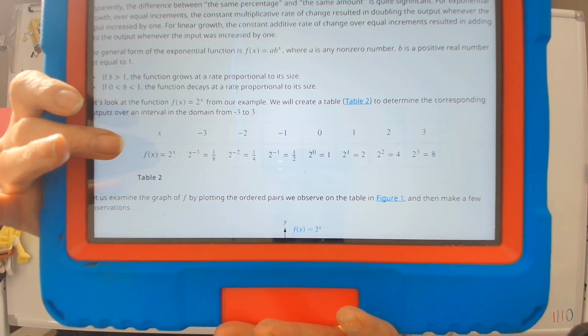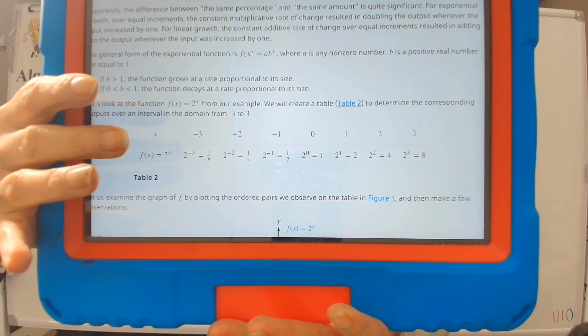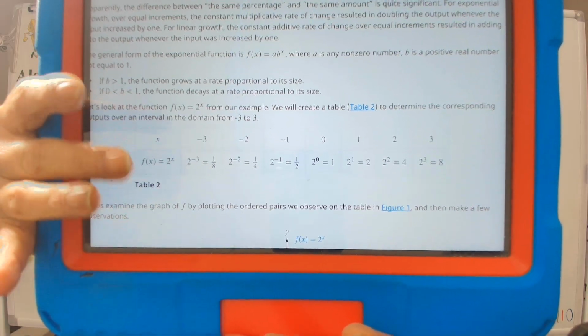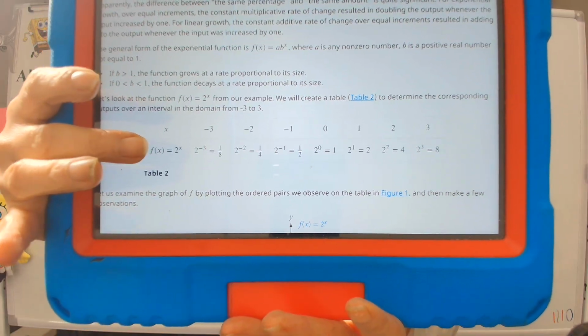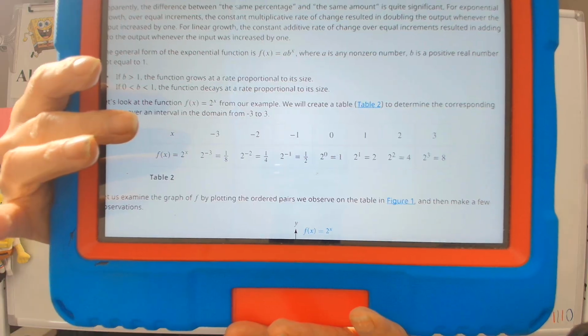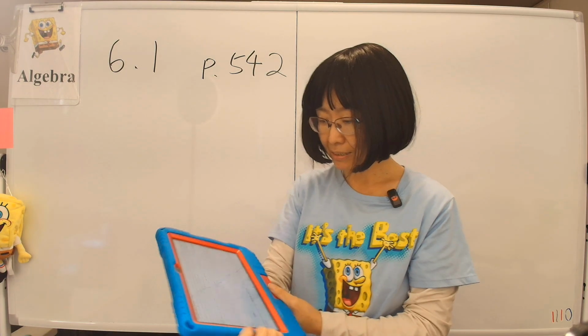In general, the negative exponent just means you have to put it in the denominator and stick 1 over it. That applies for all negative exponents. And then anything to the power 0 is 1. That's a general rule.